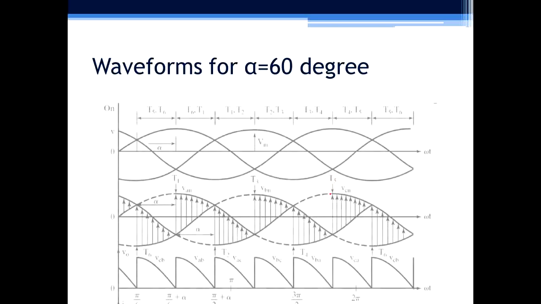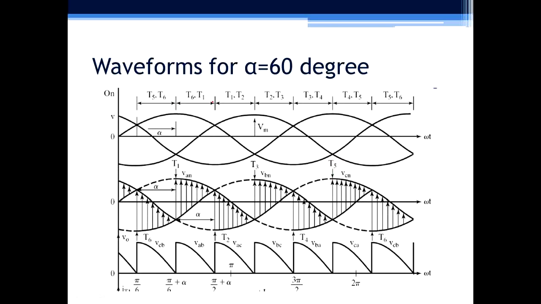Now let us go with the waveforms. We have drawn this waveform for alpha equals 60. Our load is a highly inductive load. A DC motor has high inductance, so the output current is expected to be continuous. This is the point where T1 can conduct because it will be forward biased at 30 plus alpha. At 90 plus alpha, T2 is forward biased, so T2 can conduct here if the gate pulse is applied immediately. This is the point where T3 will conduct. This is the point where T4 will conduct.